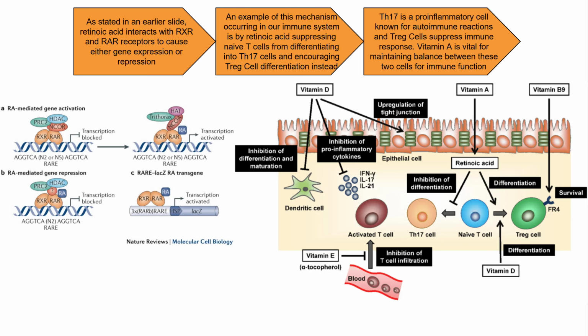As stated in the earlier slide, retinoic acid interacts with RXR and RAR receptors to cause either gene expression or repression. An example of this mechanism occurring in our immune system is by retinoic acid suppressing naive T cells from differentiating into T helper 17 cells and encouraging Treg cell differentiation instead. T helper 17 is a pro inflammatory cell known for autoimmune reactions, and Treg cells suppress immune response. Vitamin A is vital for maintaining balance between these two cells for immune function.